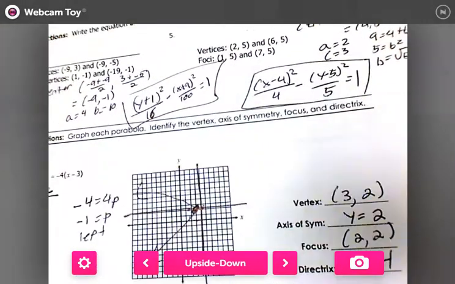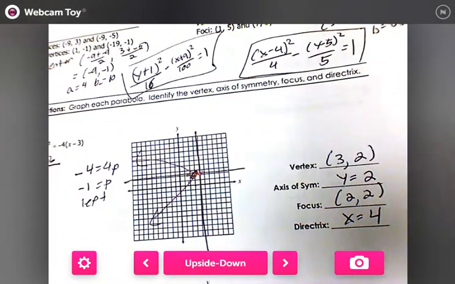Number 6. The vertex is 3, 2. The axis of symmetry is y equals 2. The focus point is 2, 2. And the directrix is x equals 4.